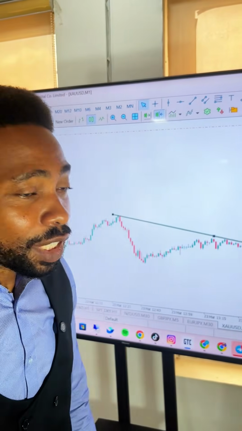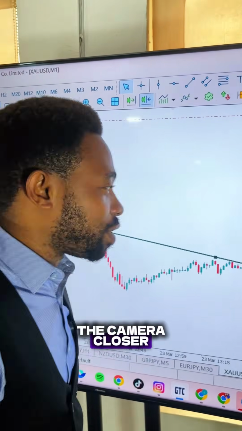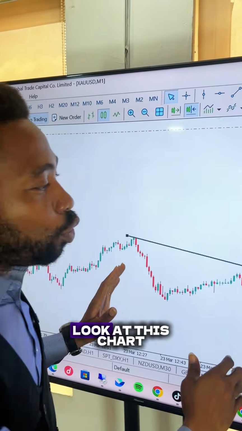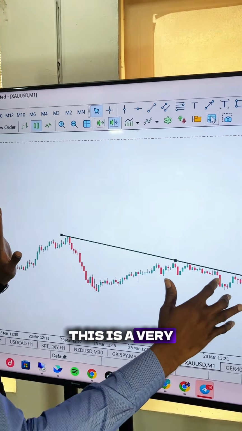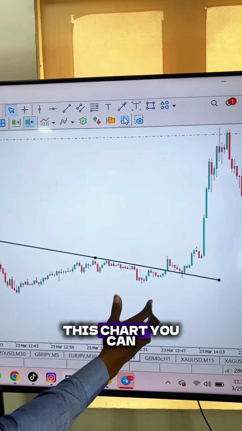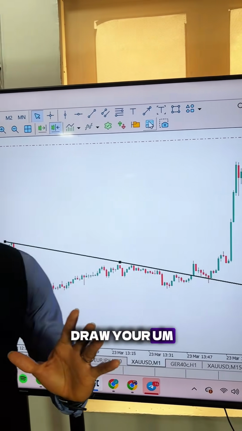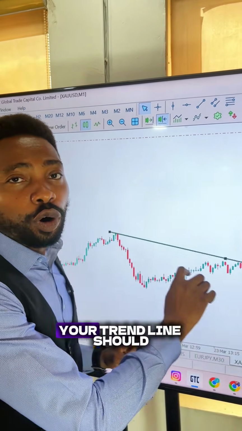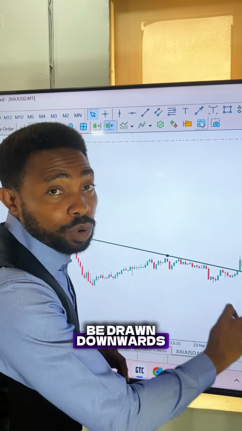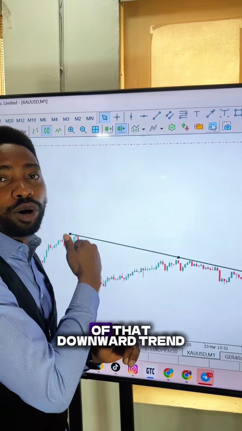All right. So bring the camera closer. All right, now if you look at this chart, this is a very simple chart, right? If you look at this chart, for a downward trend, your trend line should be drawn downwards and at the resistance of that downward trend.